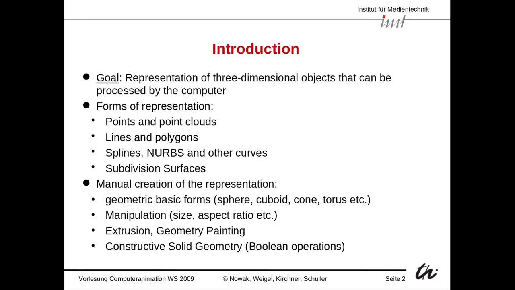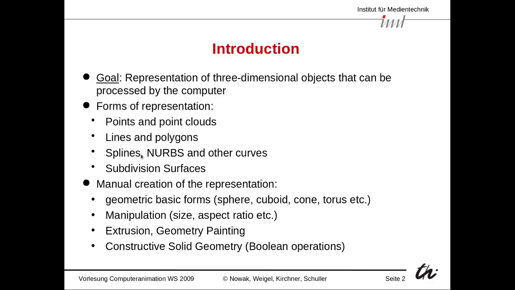So first, the goal here is the representation of three-dimensional objects that can be processed by the computer. So how do we do that? There are different forms of representation of 3D shapes and objects. First, we have points and point clouds on the surface of those objects to describe those objects. Then we have lines and polygons. Basically, we connect those points with lines.